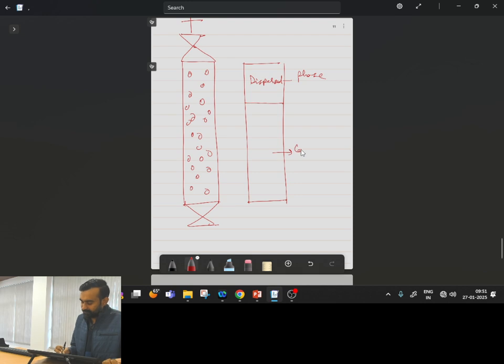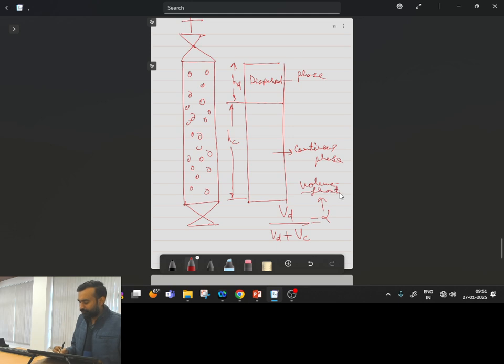And here I will be having the continuous phase. Now I know what the height of the dispersed phase is and what the height of the continuous phase is in this column, and if I know the cross sectional area, then what will happen? I can determine the volume of the dispersed phase divided by the volume of dispersed phase plus volume of continuous phase. This will be some parameter, volume fraction.